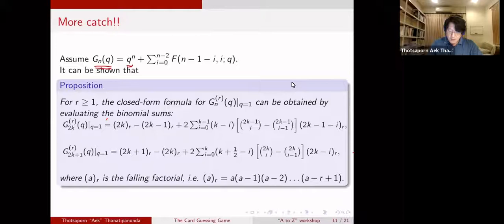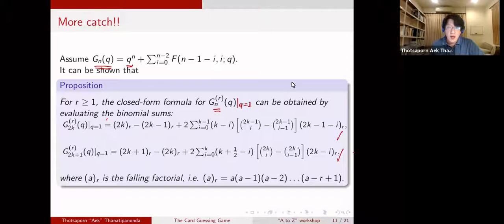And then you can get the closed form formula of G of N, differentiate R times, and then plug in Q equal to 1 also. So it becomes a nice formula like this. And you see this one is the binomial sum.